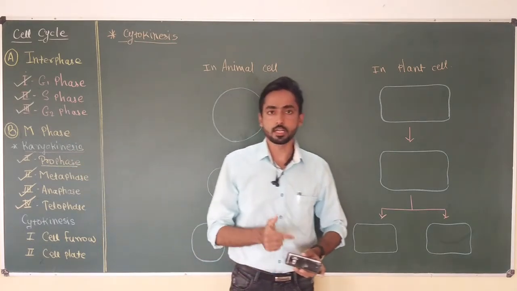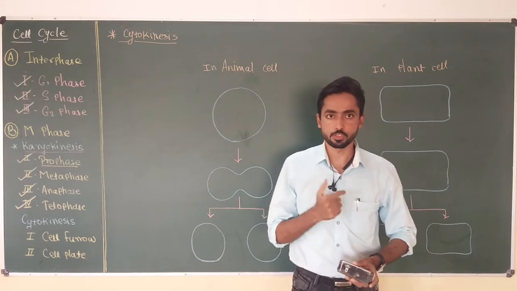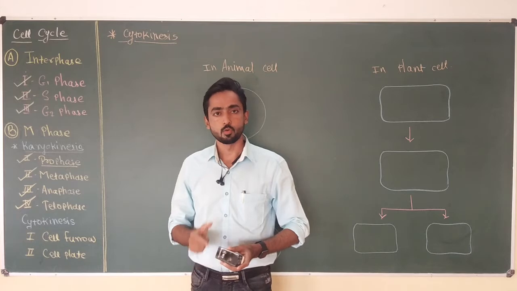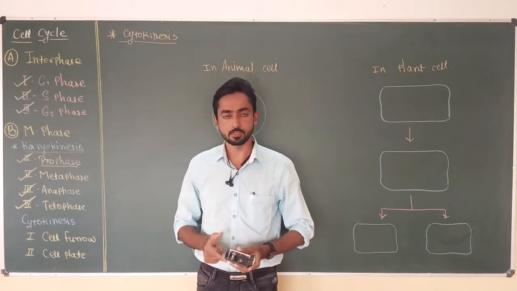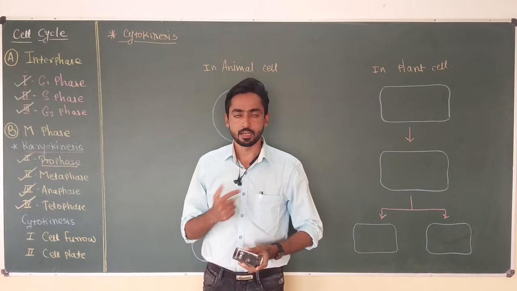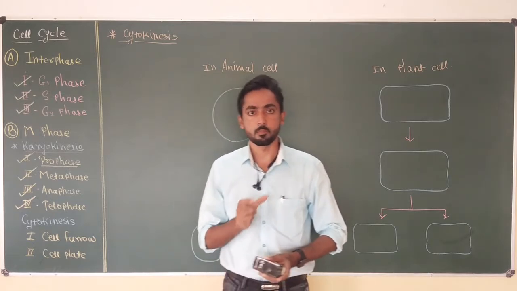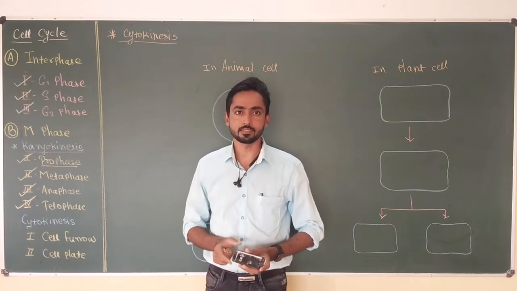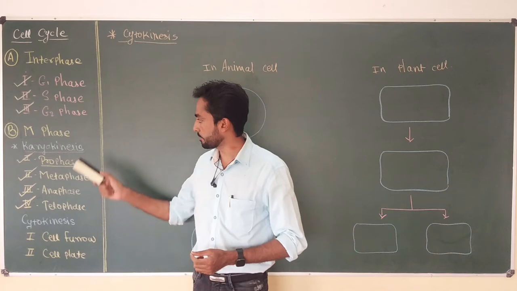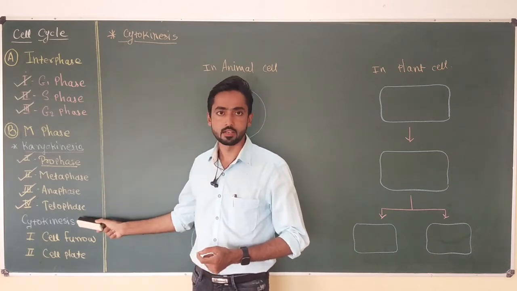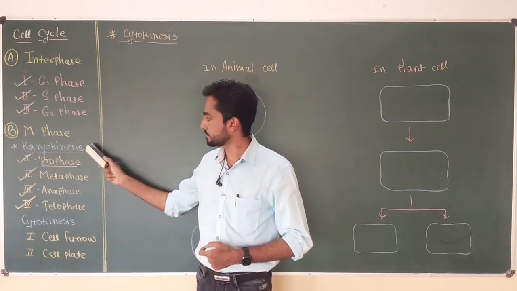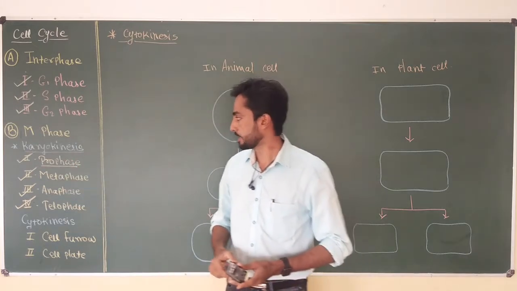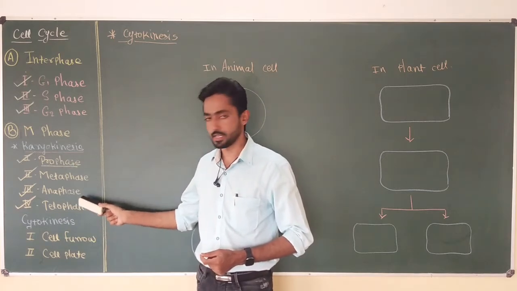M phase has three different types of strategies for division of the cell, like binary fission, mitosis and amitosis. We have already discussed in detail binary fission, also called amitosis, and now we have started discussion on mitosis. Mitosis is equational division or somatic cell division, and it has two phases, karyokinesis and cytokinesis. Karyokinesis is the division of the nucleus, which occurs in four separate stages: prophase, metaphase, anaphase and telophase.